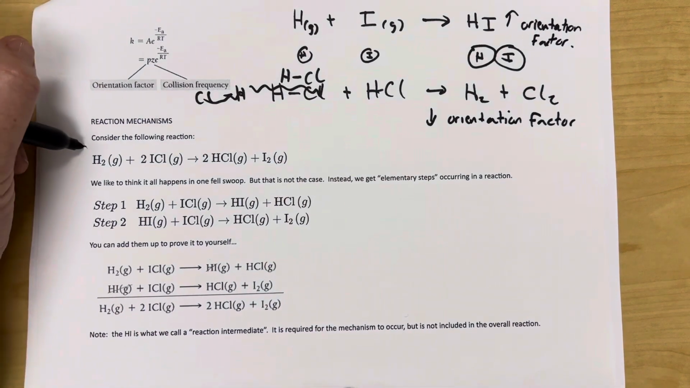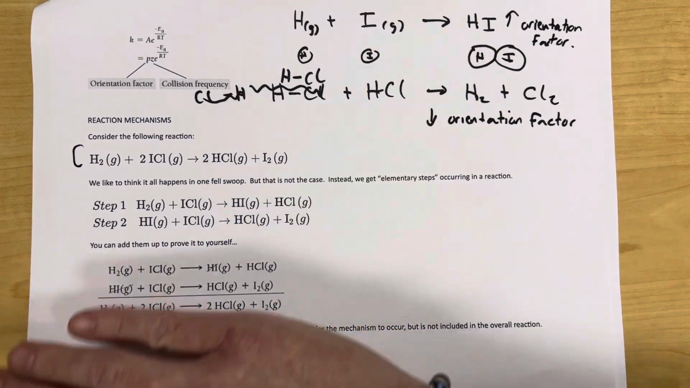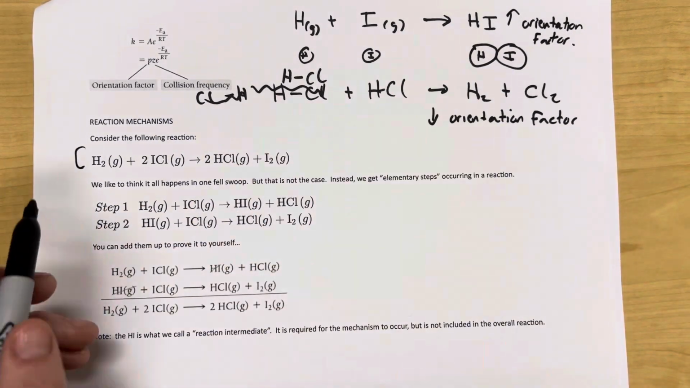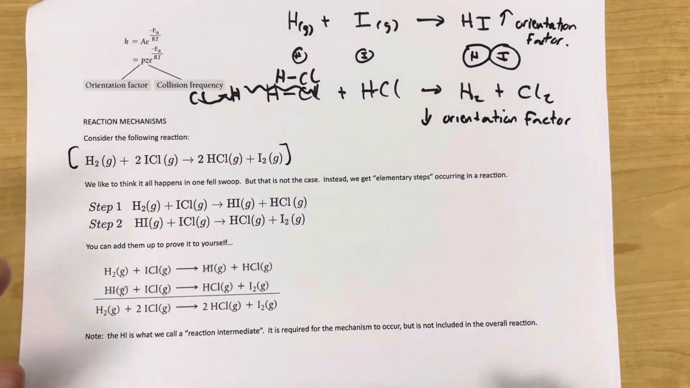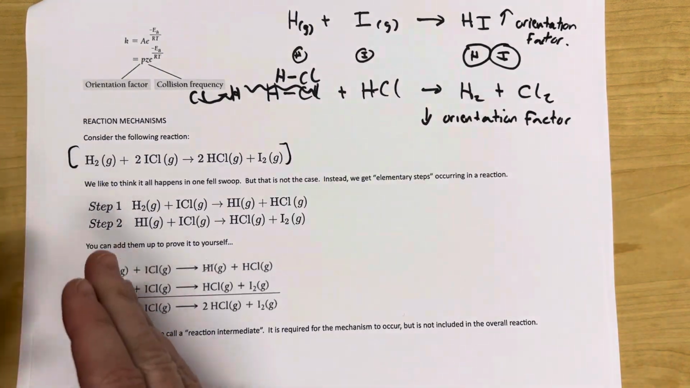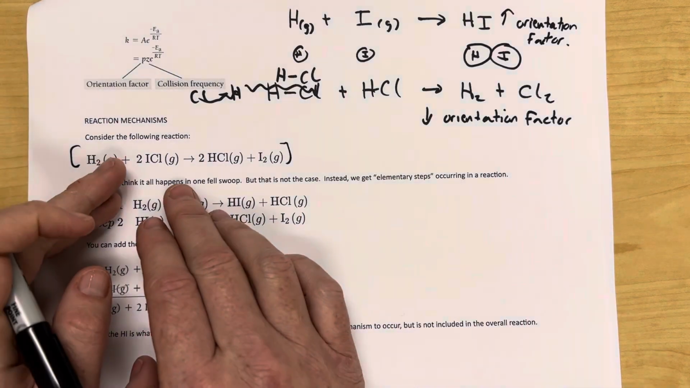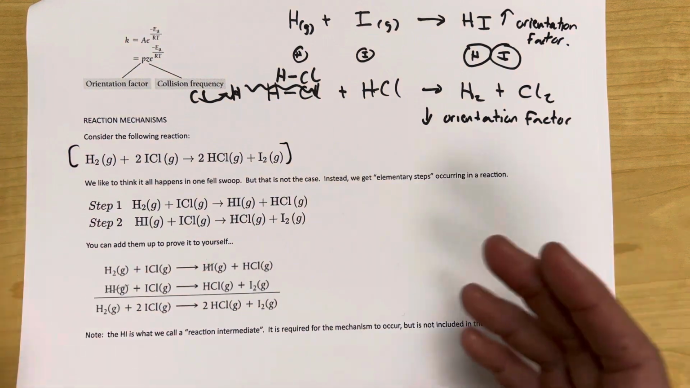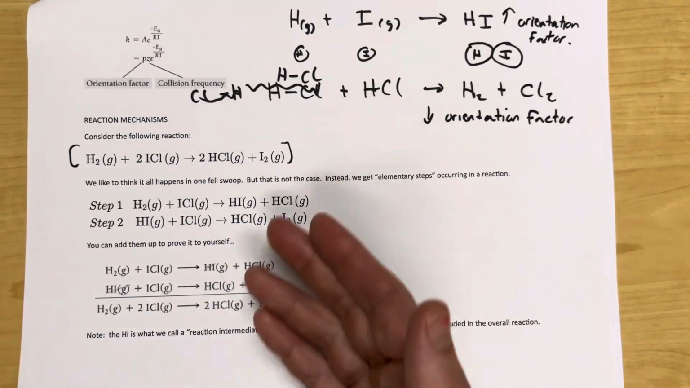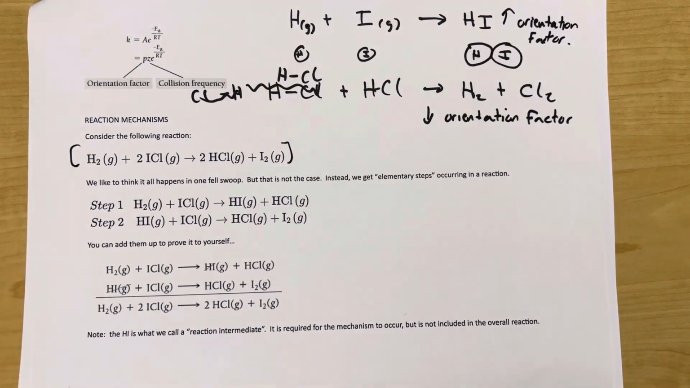If I were to give you this reaction right here, just the H2, we generally think that it just happens like this. Some H2 comes over and hits some ICl, and just like that, we get 2 HCl's and 1 I2, and that's not what happens. Oftentimes there are intermediate steps, and we're going to talk about those steps.